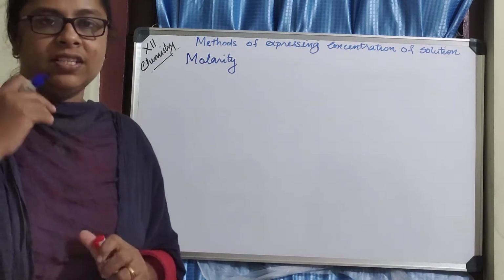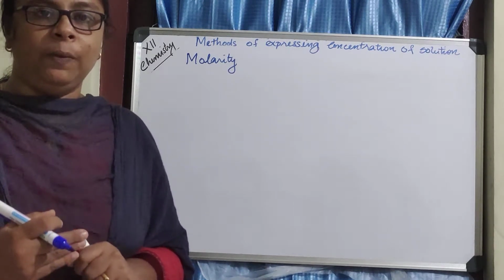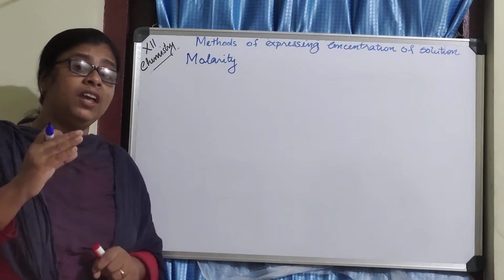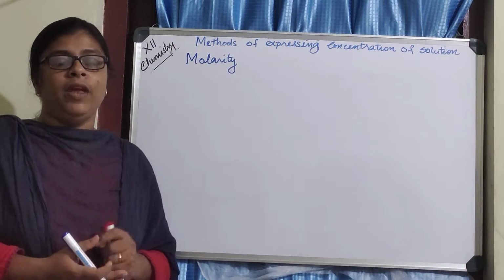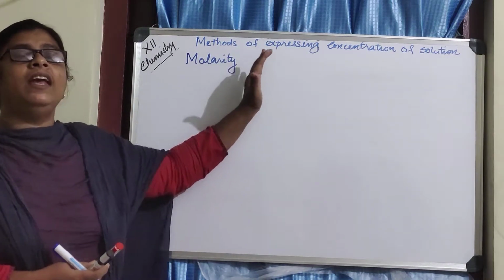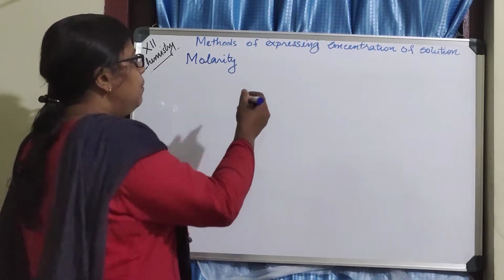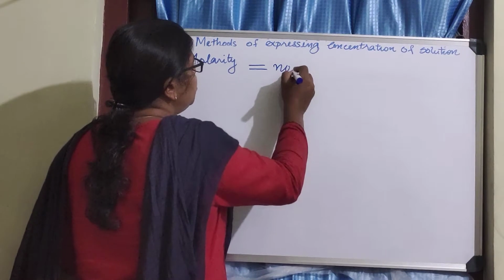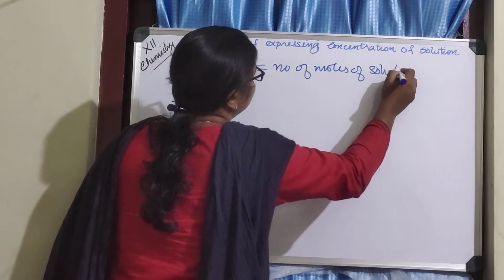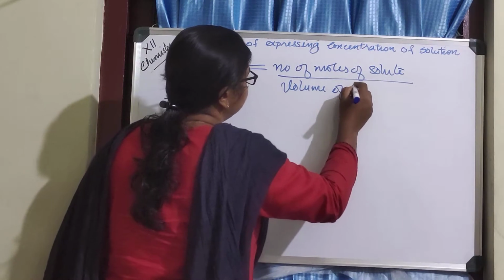So solute is the smallest component, isn't it? And solvent is the component that is in large quantity. So the concentration of the solution mainly depends on the amount of the solute added. And in this method, molarity, we are expressing the amount of solute in terms of moles. So we can write molarity is the ratio of number of moles of solute to the volume of solution in liters.